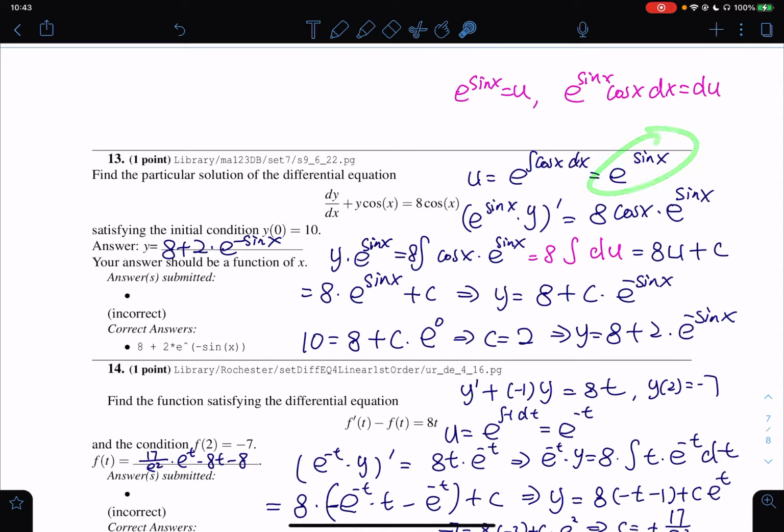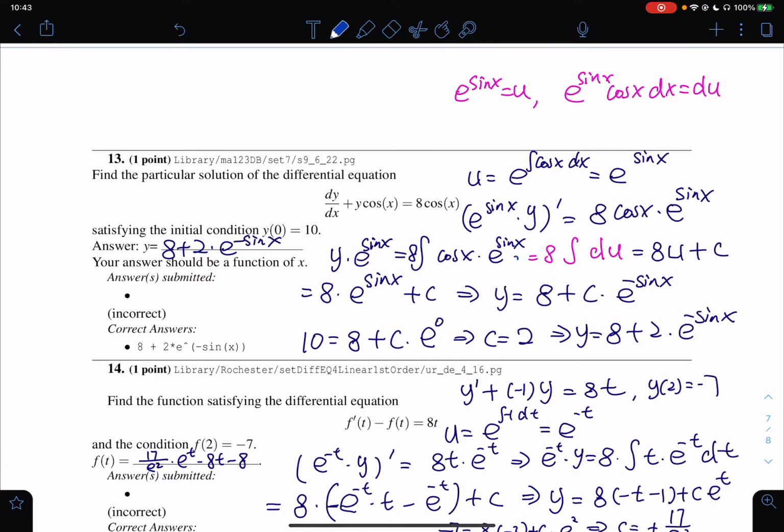Once you find your integrating factor, the derivative of the integrating factor times the answer you're looking for equals the right-hand side multiplied by your integrating factor. So all you need to do is integrate both sides. The left side is as simple as throwing away the derivative. For the right side, take the antiderivative, and make my life easier by pulling out the 8.